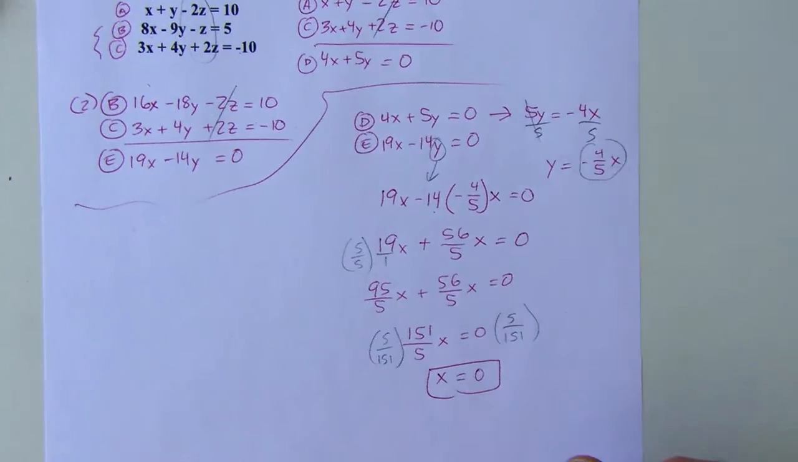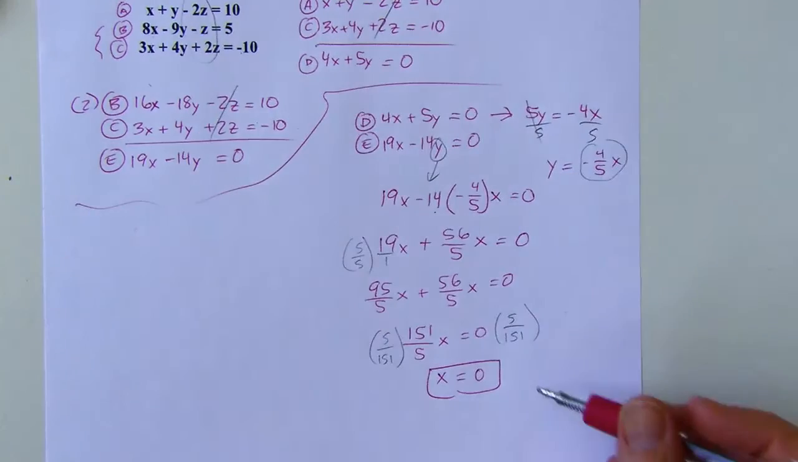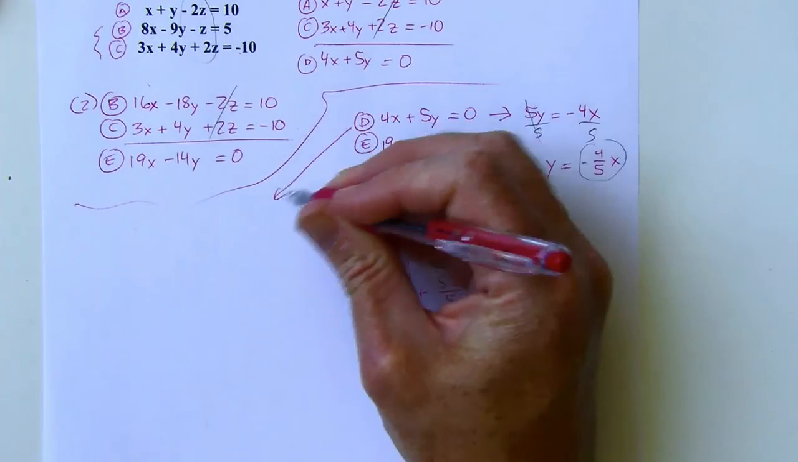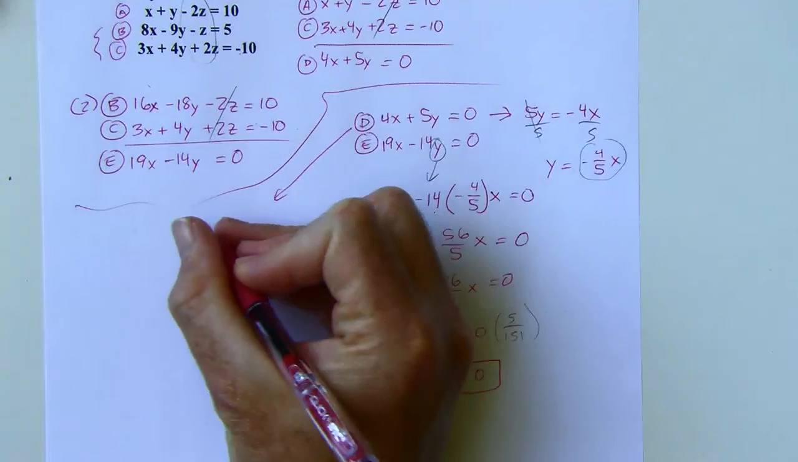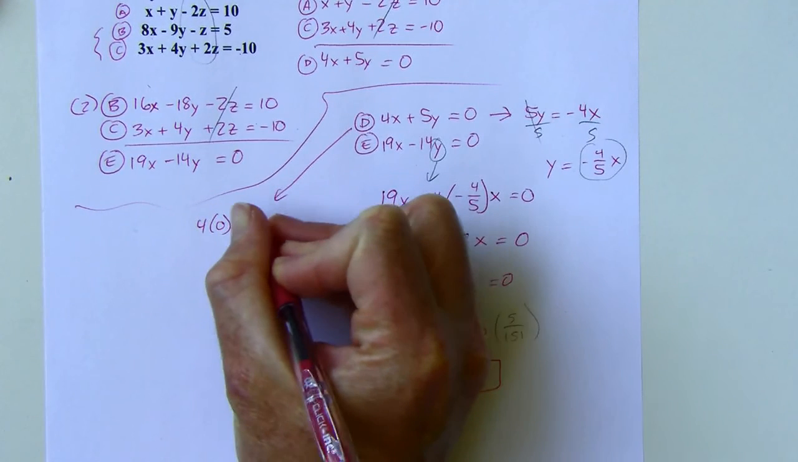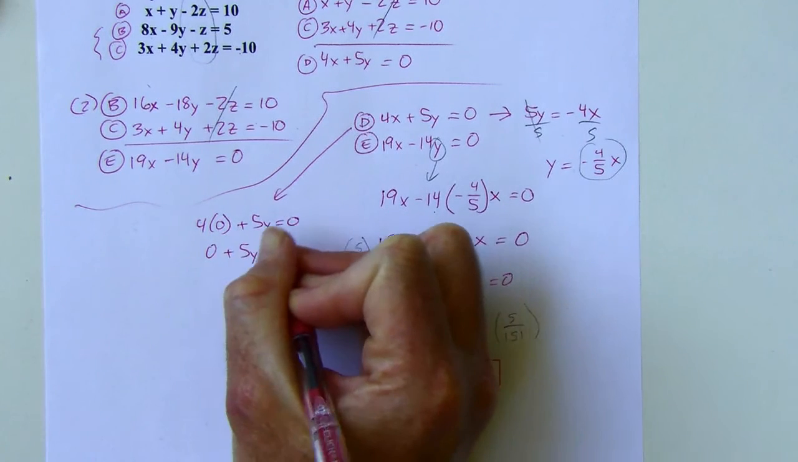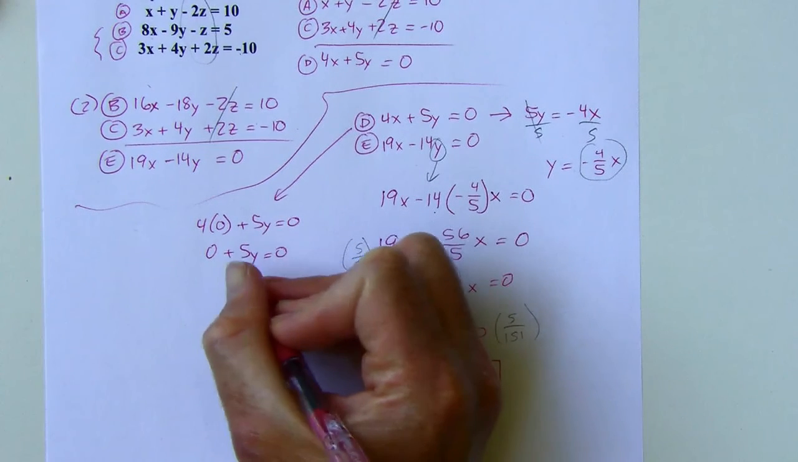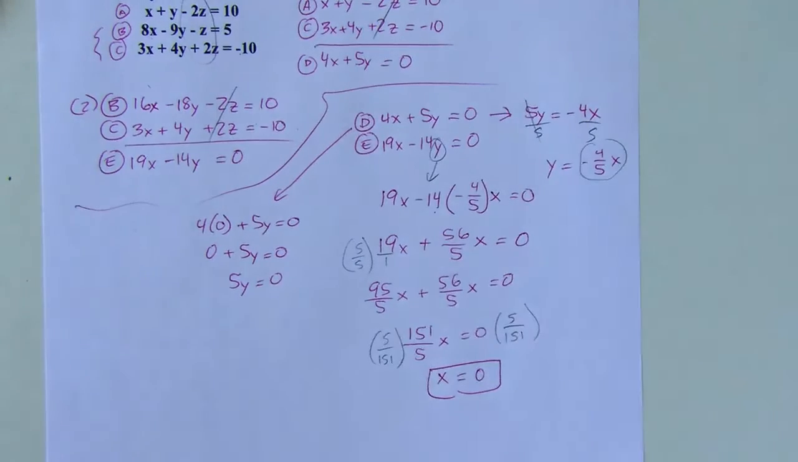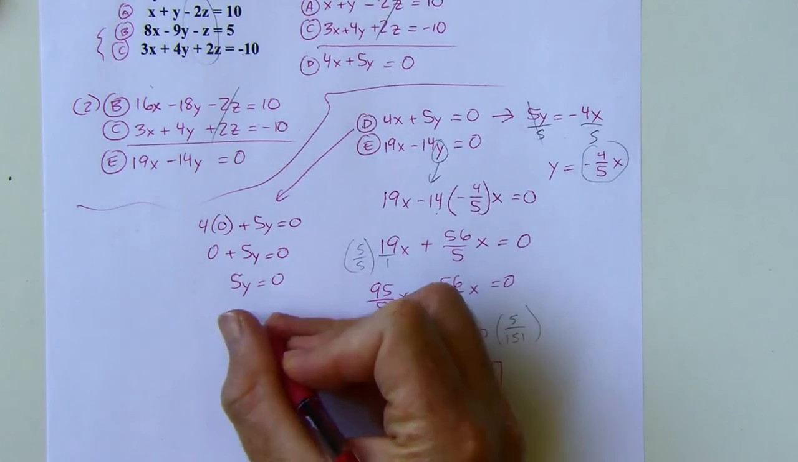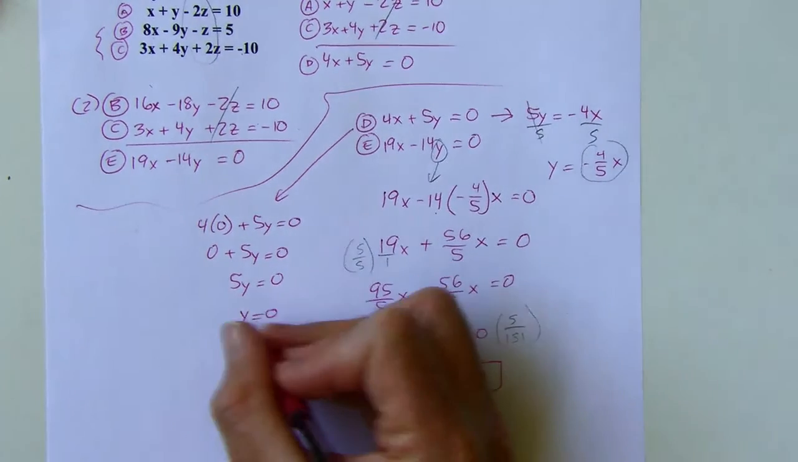Took me a little while. And now let's go back and get the y to go with it. So I'm going to use equation D up here. So 4 times 0 plus 5y equals 0. So 0 plus 5y is just 0. Divide by 5, or you can think 5 times what equals 0. And y is also 0.